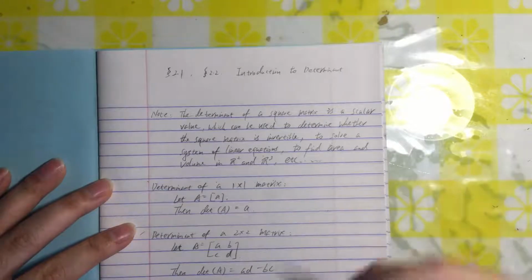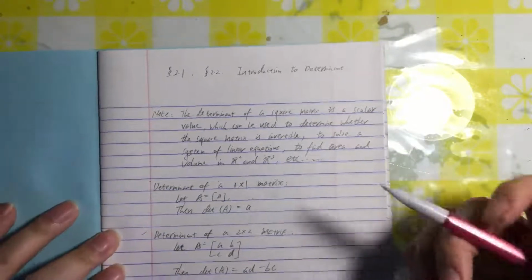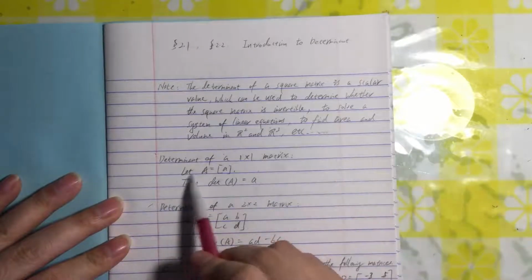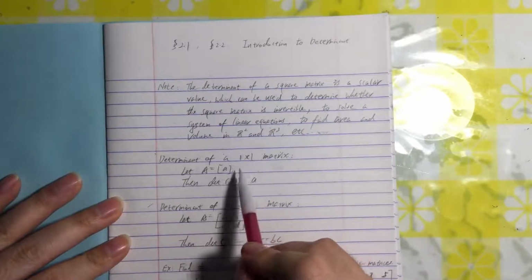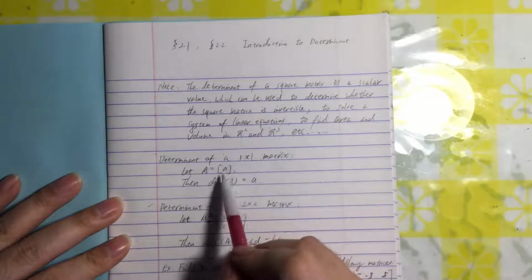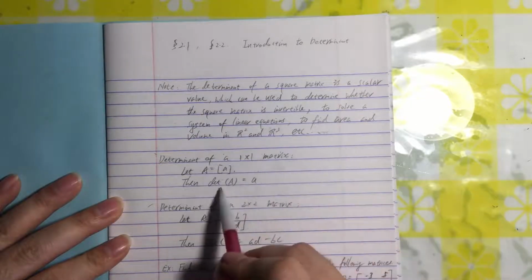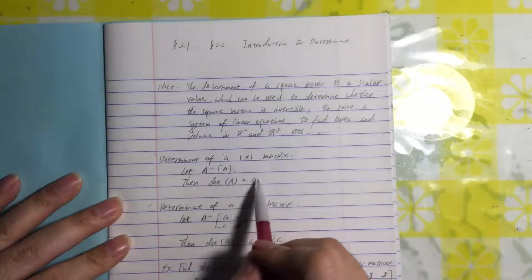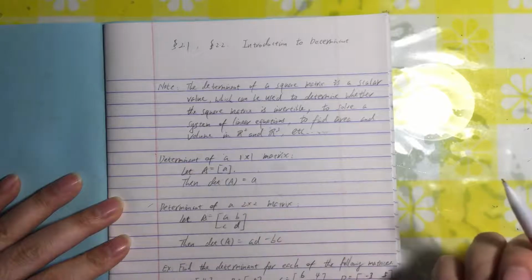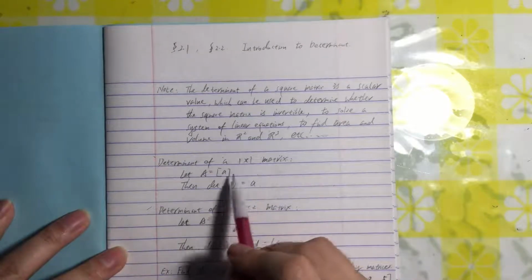Next, let me introduce some simple determinants. Determinant of a 1x1 matrix. Let A be a 1x1 matrix. A 1x1 matrix means it only has one row and one column. Then the determinant of this matrix A is the entry a here. If there's only one entry, the determinant of this matrix is this entry itself. That's how we find the determinant for a 1x1 matrix.